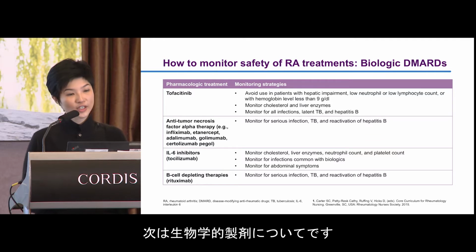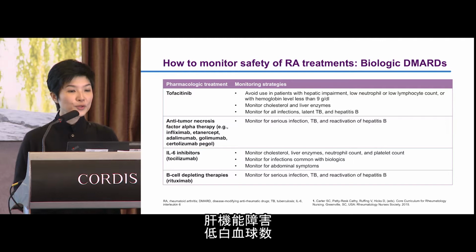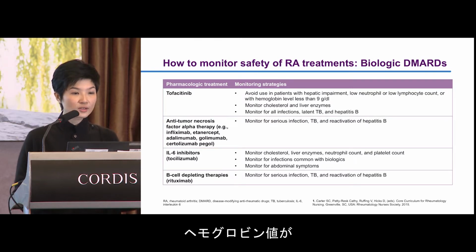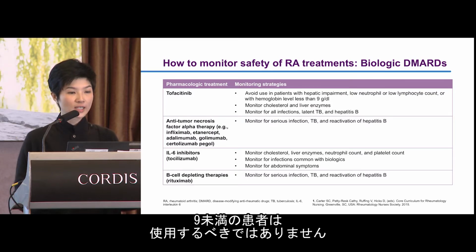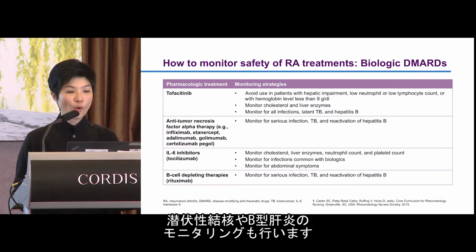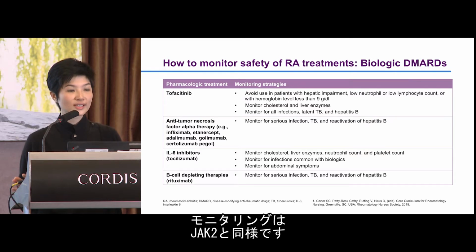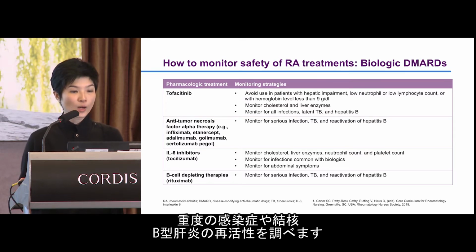So we go to biologic DMARDs. So the JAK inhibitors, tofacitinib, we should avoid use in patients with hepatic impairment, low white cell count, or with hemoglobin level less than 9. We should monitor the cholesterol level and liver enzymes, monitor for all infections and latent TB and hepatitis B. So other categories, anti-tumor necrosis factors, the monitoring is just the same as JAK inhibitors. We look for serious infections, TB, and reactivation of hepatitis B.